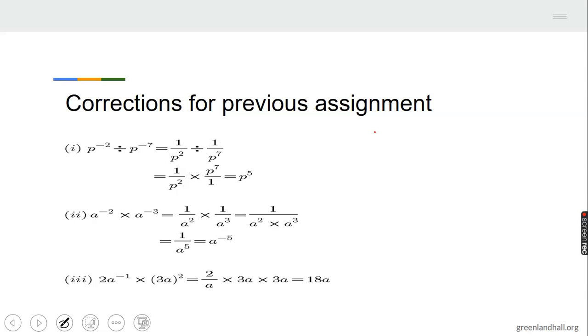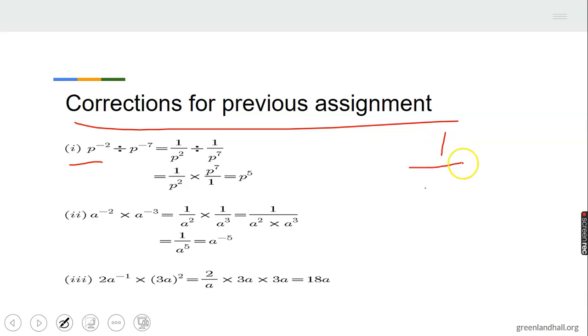Now, before we go into today's topic, I had a correction for the previous assignment. You were given p raised to power minus 2 divided by p raised to power minus 7. Like I said, when you have a negative index, it's simply 1 all over p raised to power 7. You introduce the inverse to remove the minus you have in the index. Now, this is it here.